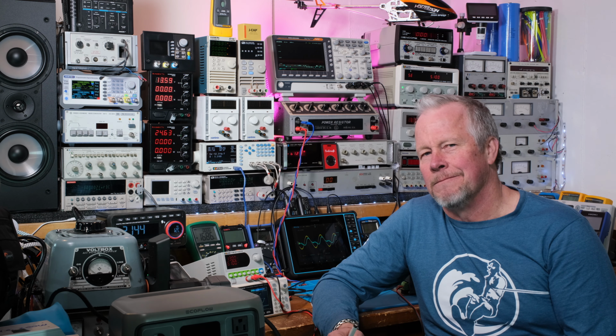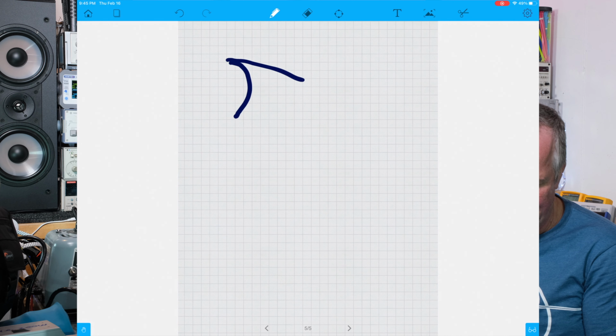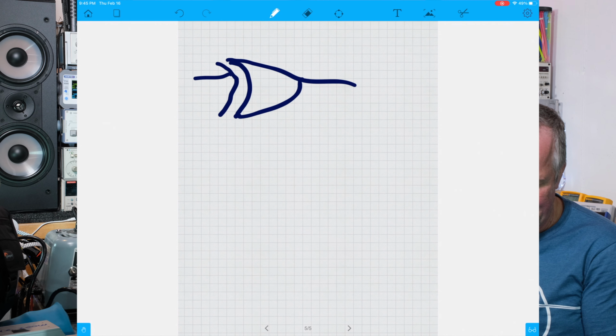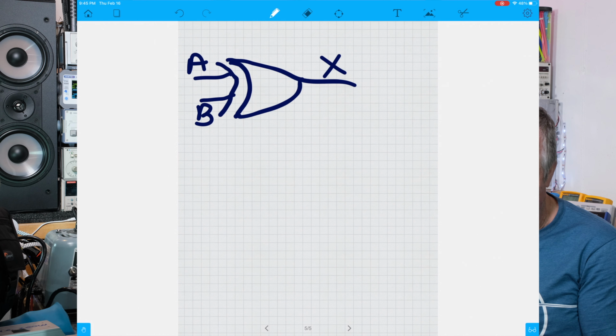Okay, let me show you the next really cool gate. This one's kind of different. What you have is kind of a curve like an OR gate, with curved lines like this, and then an output. But what's different from an OR gate is you also have another curve here. I'm sorry my drawing's so bad, but I am holding this in my lap. You've got an A and a B and your X. Let me show you the table.